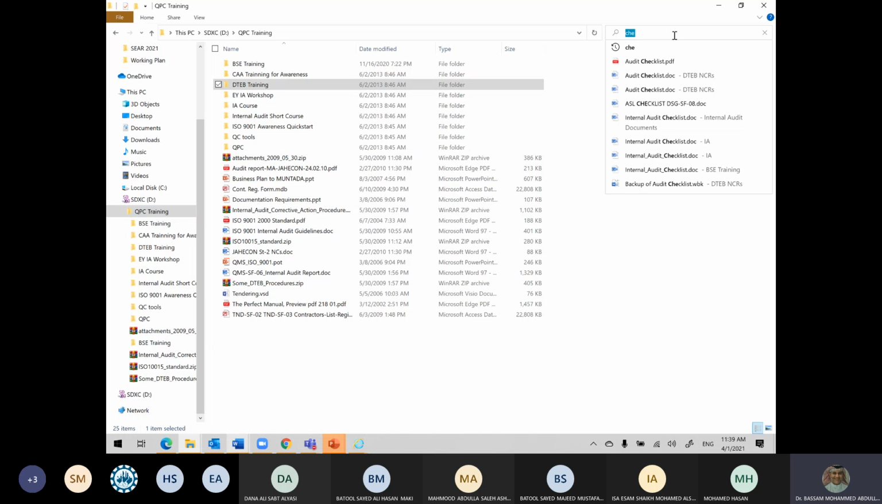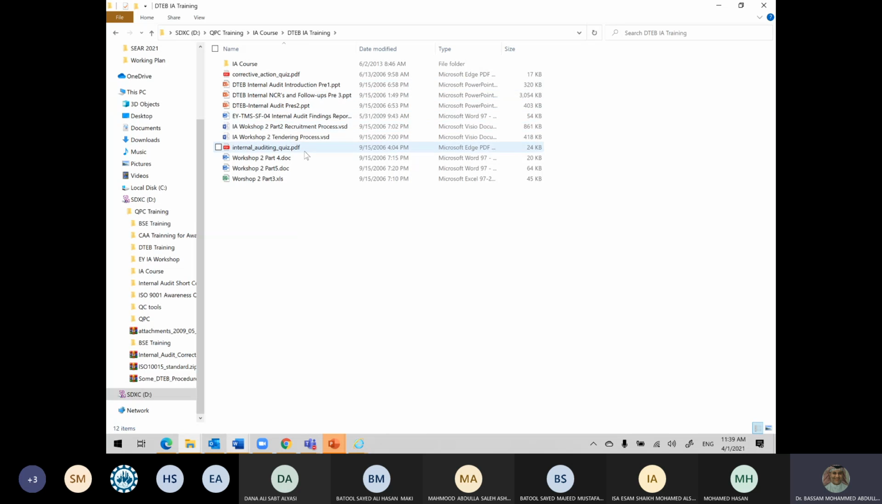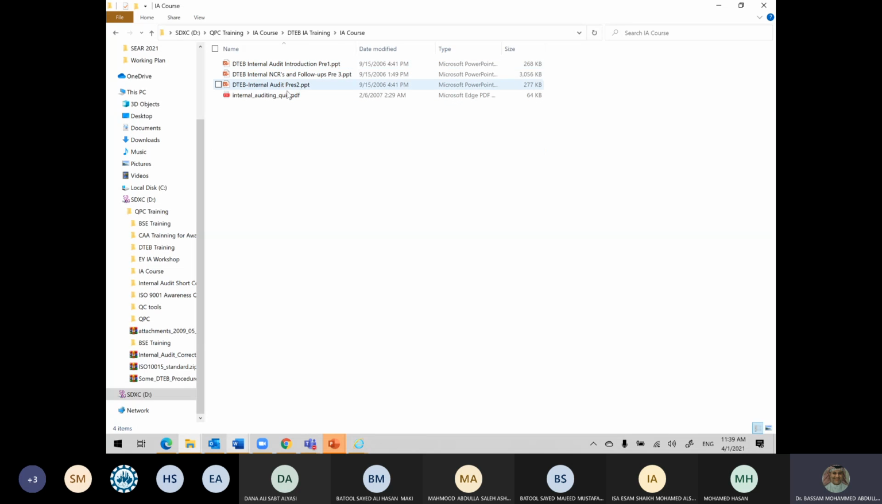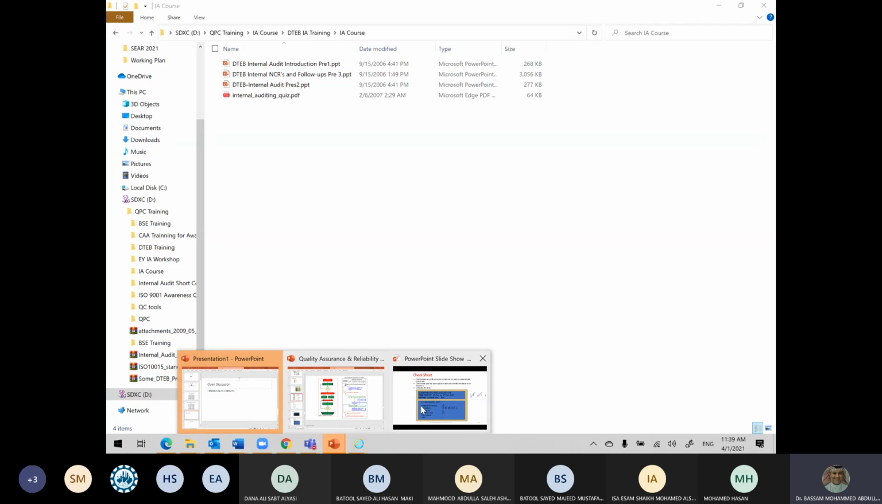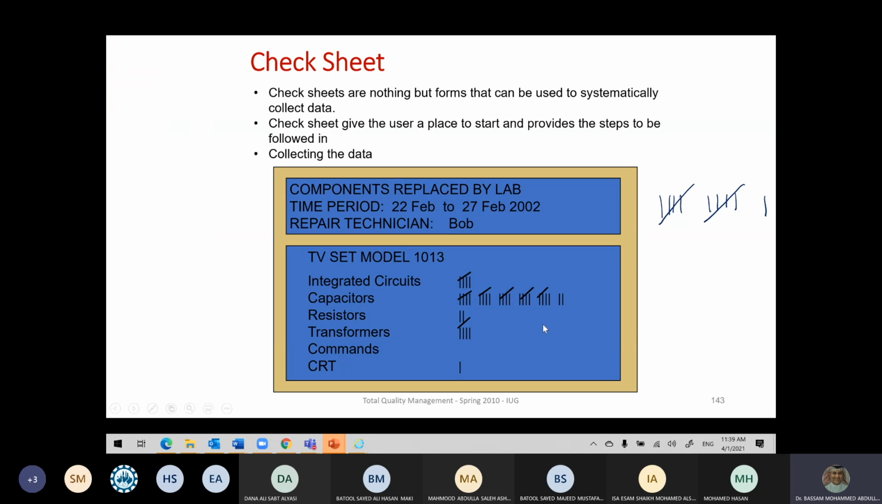Let me check. Maybe I will find something. Training. Okay, I couldn't find what I want exactly. I'm searching for something. Never mind. That is the check sheet. I think so. It's good enough. It's very clear. I don't need to show examples, it's very clear and obvious.